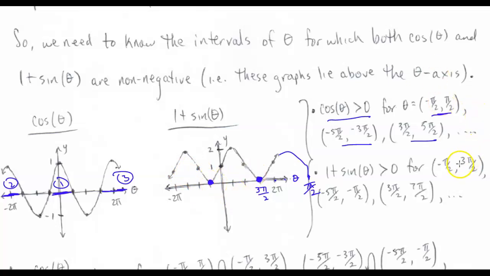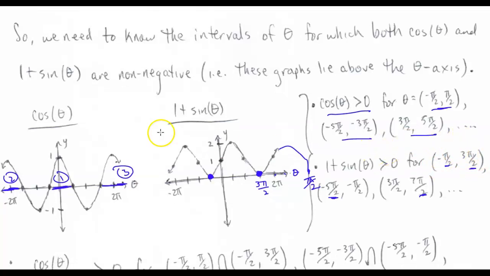And of course, we have x-intercepts at negative pi over 2, so that's why we see that there. 3 pi over 2, that's why we see that there. 7 pi over 2, see that here. Negative 5 pi over 2, see that there. So all these places where we would have x-intercepts for 1 plus sine theta would be what we would have to exclude, but we can include everything else.